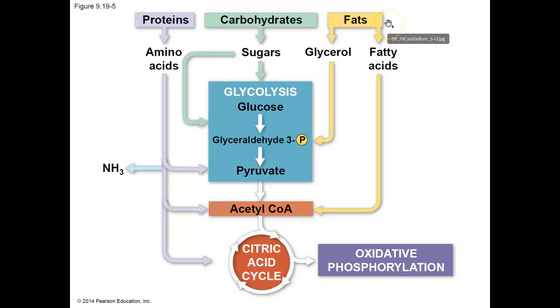Fats, on the other hand, are broken down into their components of glycerol and fatty acids. The glycerol molecules become G3P, or glyceraldehyde 3-phosphate, during the conversion of glucose to pyruvate and can enter cellular respiration. Fatty acids, on the other hand, are long hydrocarbon chains that will contribute to the production of acetyl-CoA. All of these products will then enter into the citric acid cycle and then into oxidative phosphorylation.